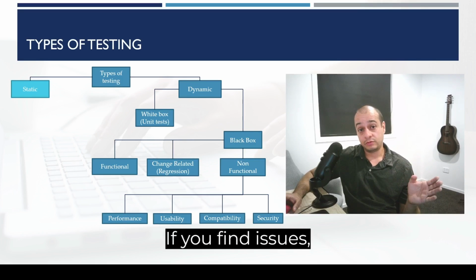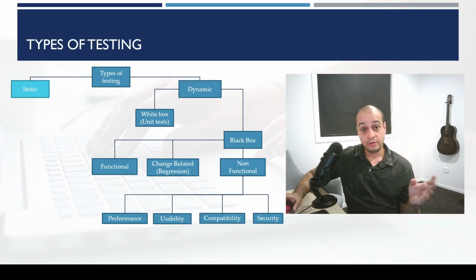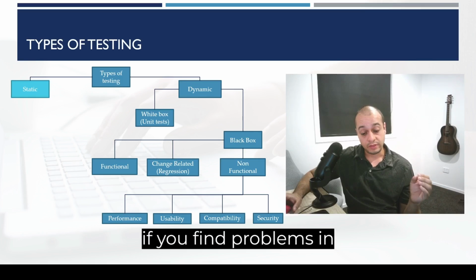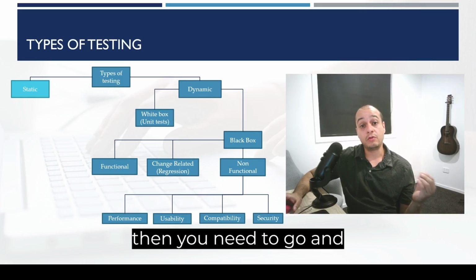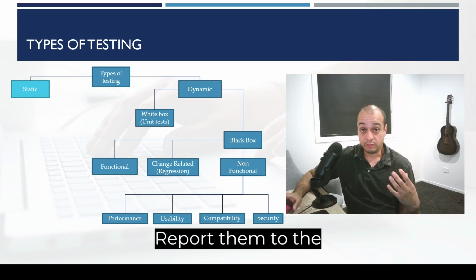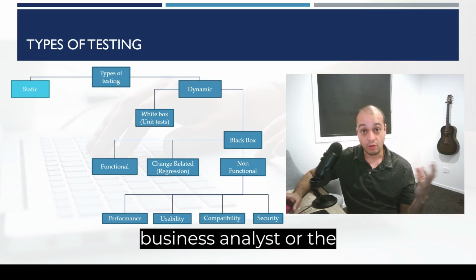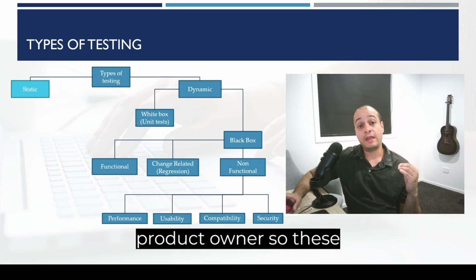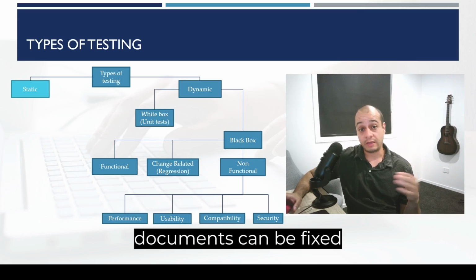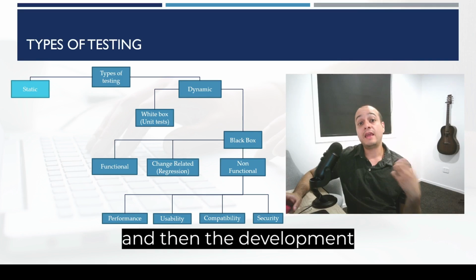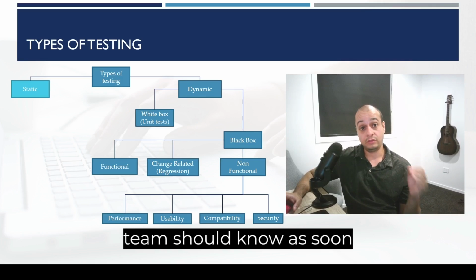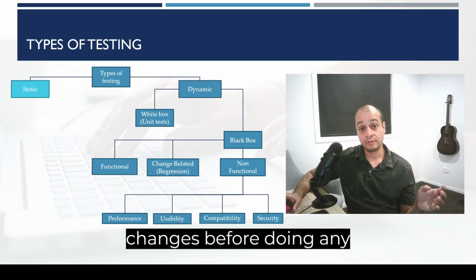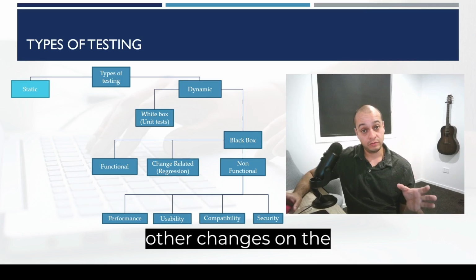If you find problems in the requirements, then you need to go and report them. Report them to the business analyst or the product owner, so these documents can be fixed. And then the development team should know as soon as possible about these changes before doing any other changes on the code.